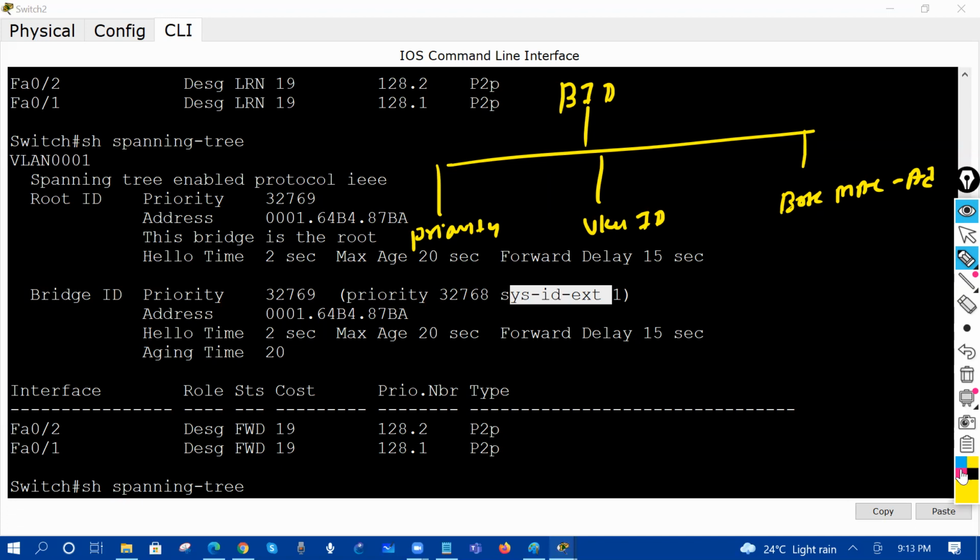The priority will be 32768. Then the VLAN you are going to write: the default is 1. If you have VLAN number 10, then 10 will be added to your priority, along with whatever MAC address you have. So the actual priority will be 32768 plus 1, which becomes 32769. And this is the address of the root bridge, and this bridge is called the root bridge.